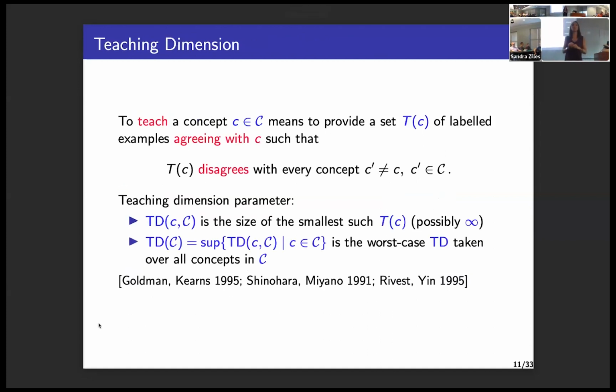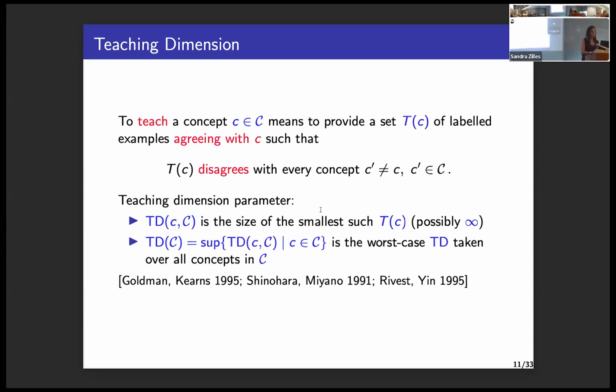So teaching dimension is quite a different parameter. Teaching a concept now means providing a set. So if I have a concept C, I want to provide a set T that depends on C, and that's labeled examples in it. And all these labeled examples have to be labeled according to C, so they agree with the concept. But this teaching set T of C has to disagree with all of the other concepts in the underlying concept class. So if I pick a different concept from that class, it has to have some inconsistency with that teaching set, okay?